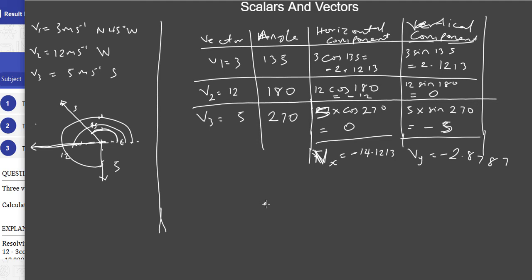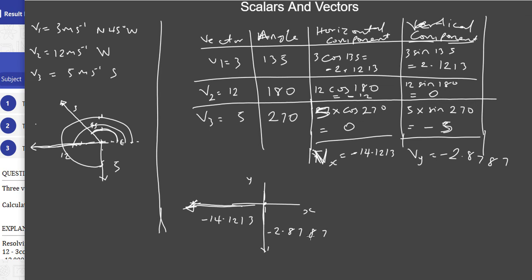So let's represent this resultant horizontal component and vertical component. If you have this as your origin, this is the y-axis and this is the x-axis. So what's minus 14 along the x-axis? You're talking about this region, so let's say we have this direction. This is minus 14.1213. Then the vertical component is on the negative part of the axis. So that's minus 2.8787.